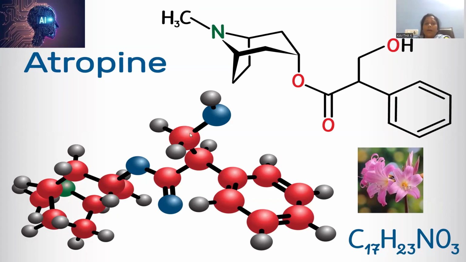Let's go with the compound called atropine. Its chemical skeleton is provided over here, where we can find a bicyclic system with a methylated nitrogen. Here the functionality is an ester, and we can also notice another alkyl alcoholic side chain, and a benzene ring is present. This is the kind of alkaloid called atropine.